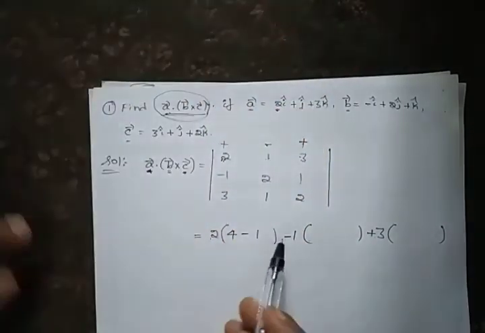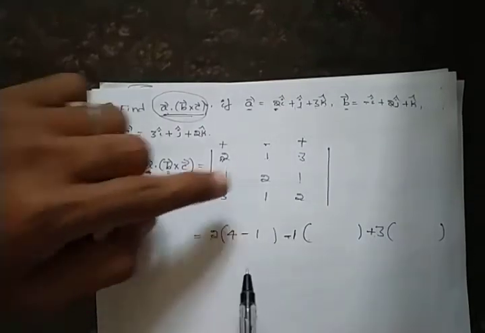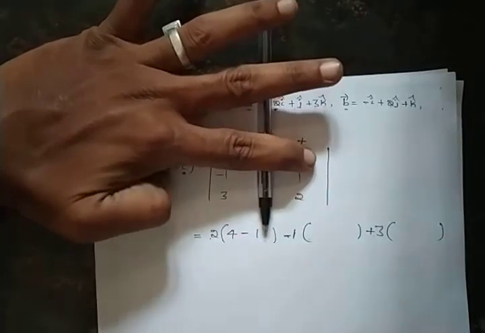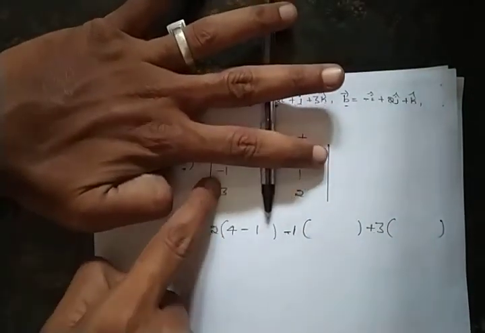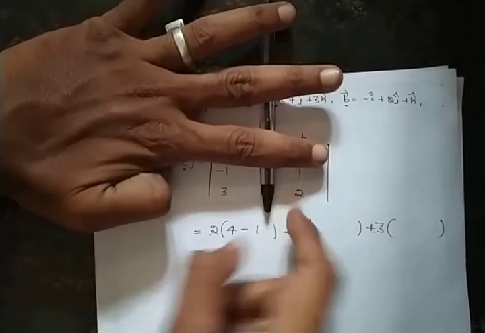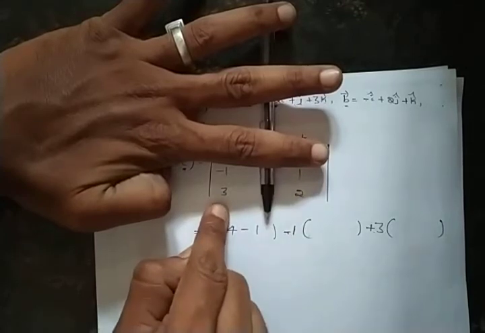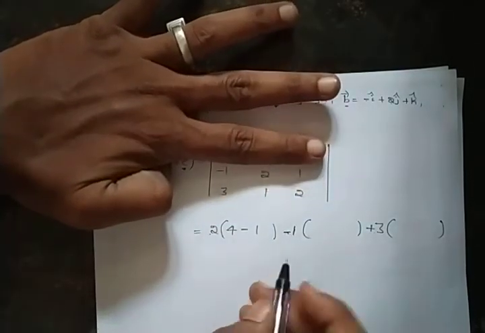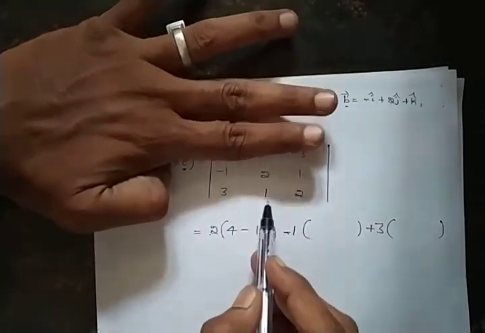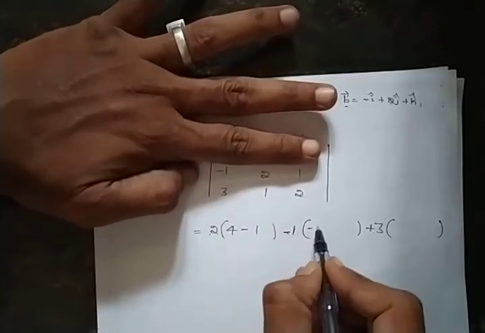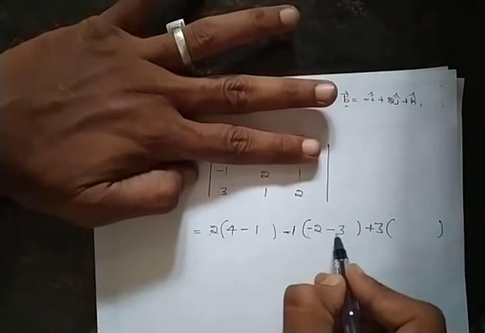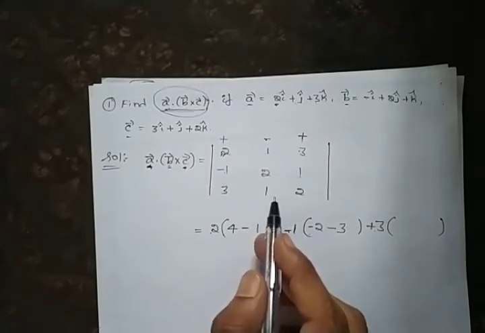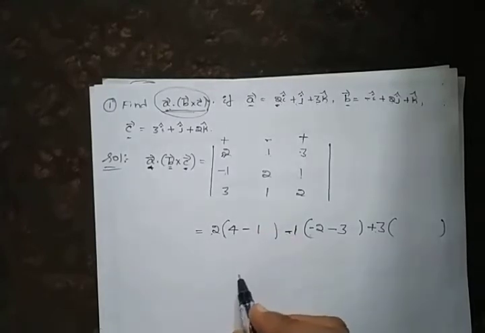Okay, next we have minus 1. Delete that corresponding row and corresponding column. Then minus 1 into 2 is minus 2, minus 1 into 3 is minus 3. Okay, do not confuse. This procedure we have already learned in the cross product itself, and we have also solved more problems regarding cross product.